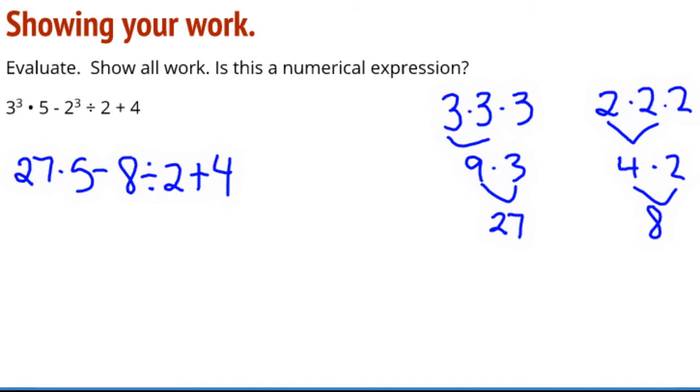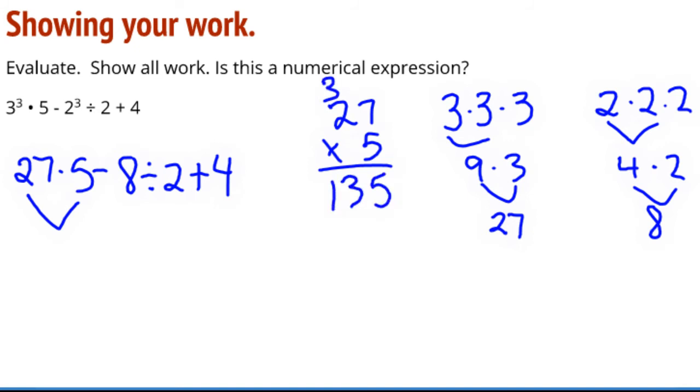Now I go left to right, and I am looking for division or multiplication. And I've got 27 times 5, and I would expect that you would show 27 times 5. 135 minus. Now I could stop and simplify the 8 divided by 2. If you do that one in your head, I totally get it. 8 divided by 2 is 4, plus 4. So I've simplified all the multiplication and division.